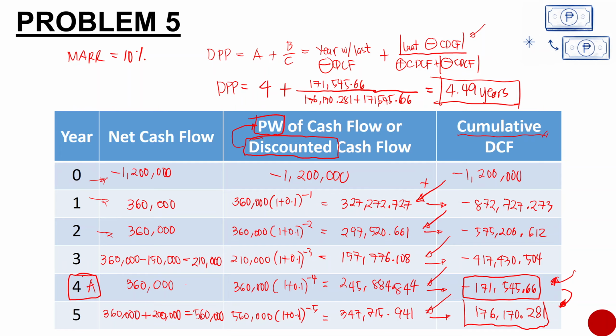So the amount was recovered by almost 4 years and 6 months. So this will be our answer for the problem. The amount was recovered at 4.49 years. This is what we call the discounted payback period, or the time required to recover our initial cost or initial investment.